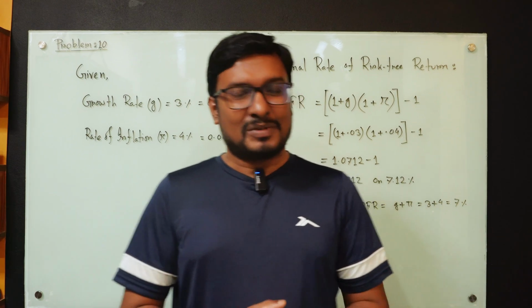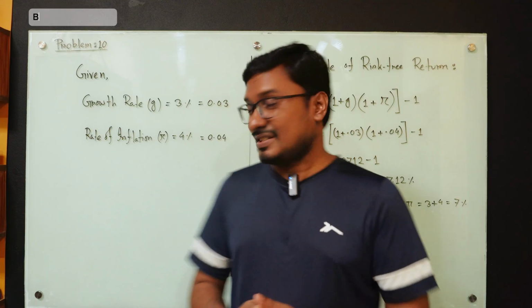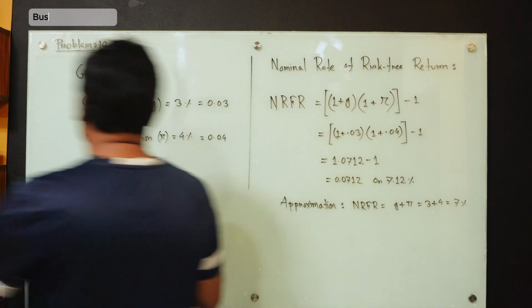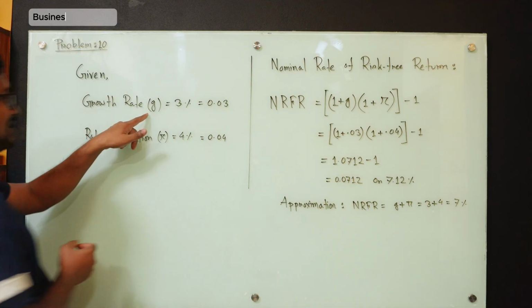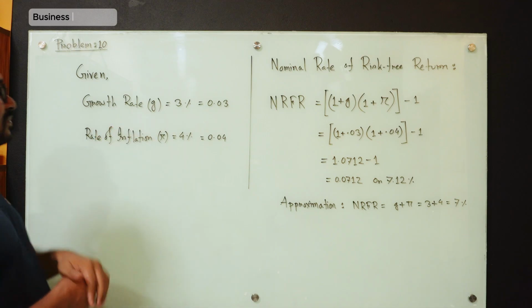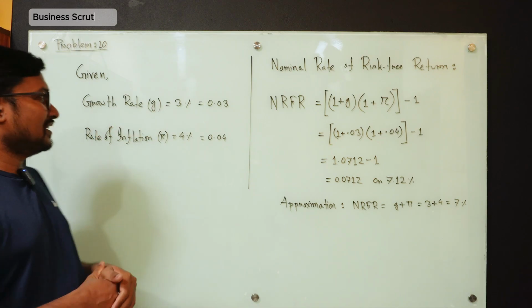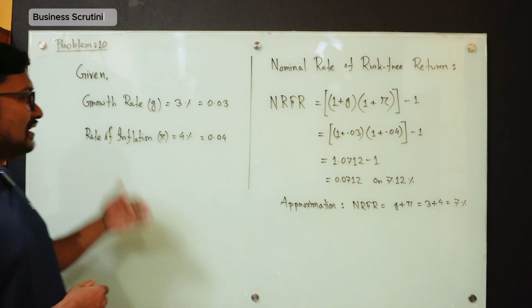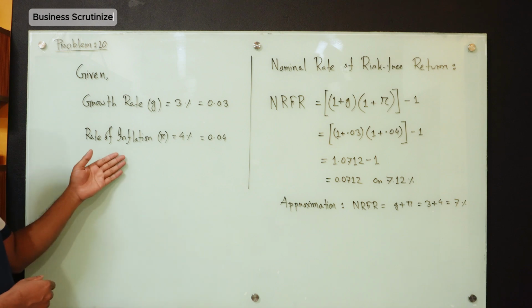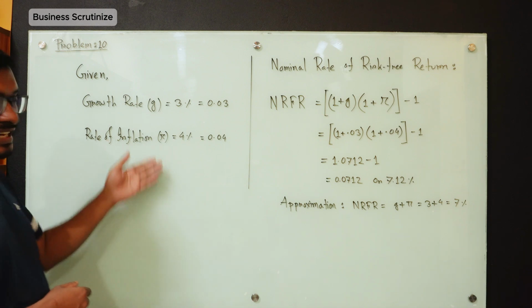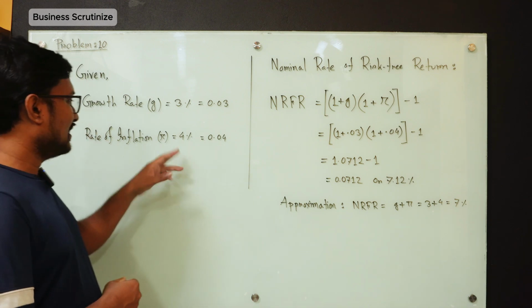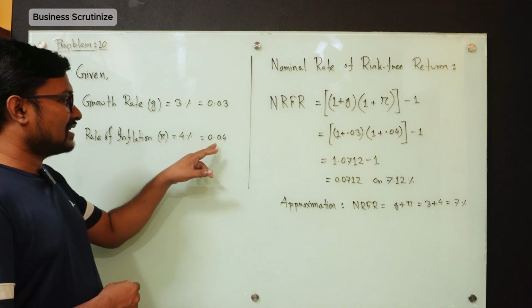Computing problem number 10 is a matter of a minute. There you can see we have been given data on growth rate, which is written as g, and the percentage is 3, so we can write 0.03. We also have the rate of inflation, which can be symbolically written as a small pi, and it is 4%, or we can write 0.04.